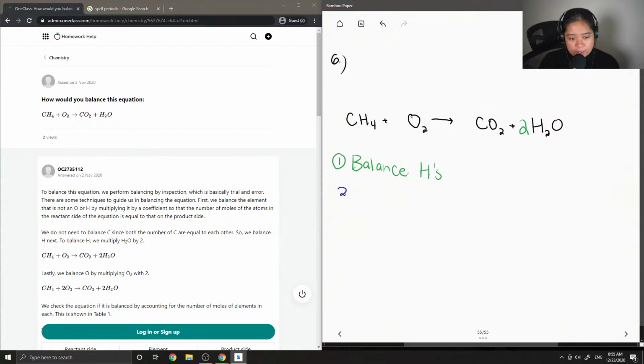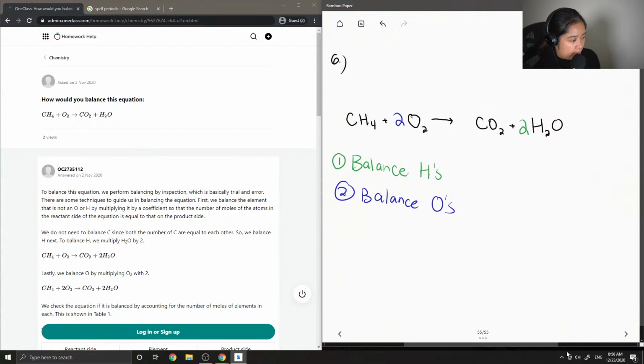Okay, so now that all the hydrogens are balanced, now I want to balance my oxygens. On our product side, you'll see we have 2 plus 2, so there are 4 oxygens in our product side. So I'm going to write a coefficient of 2 in front of the O2 on our reactant side. And now everything should be balanced. So we can double check. There is 1 carbon, there's 4 hydrogens, and then also 4 oxygens.